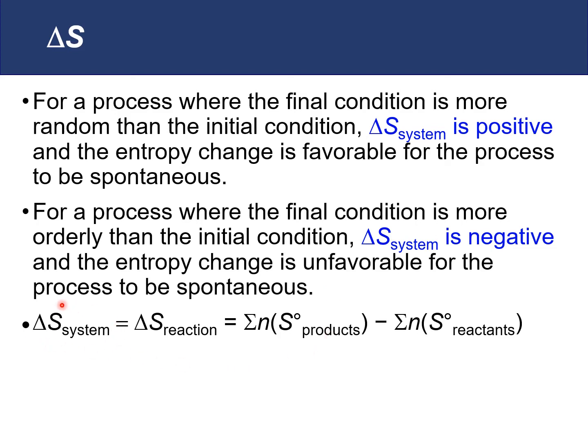So the change in entropy of the system, typically, we're interested in chemical reactions. So this would be the change in entropy of the reaction. And as we saw when we were trying to calculate the change in enthalpy, the change in enthalpy for a reaction was our products minus our reactants. Here we also have the sum of our products minus the sum of our reactants.